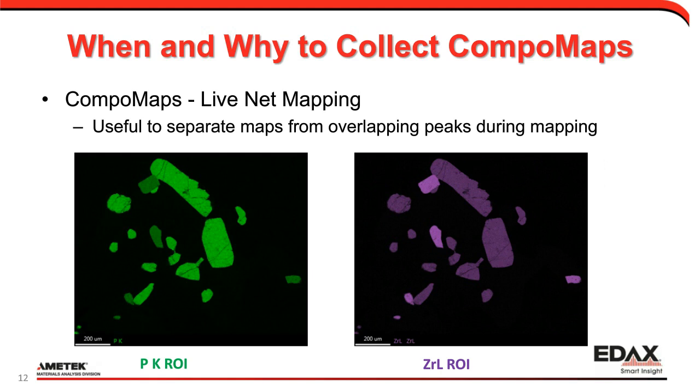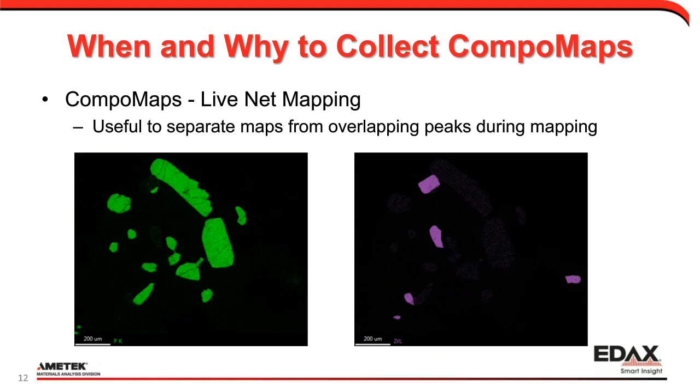When we move one step further, even during collection, and go into live net mapping, so during the map collection, we're actually able to separate out those elements with deconvolution, and sure enough, we see that cubic area or rectangular area in the zirconium map is clearly zirconium and not present at all in the phosphorus map, and then we see other areas that are common to phosphorus only with no trace of zirconium. So fully separated out between these overlapping peaks, and we'll investigate those a little bit more when we get deeper into the sample.